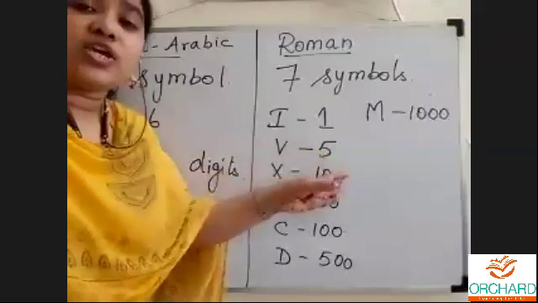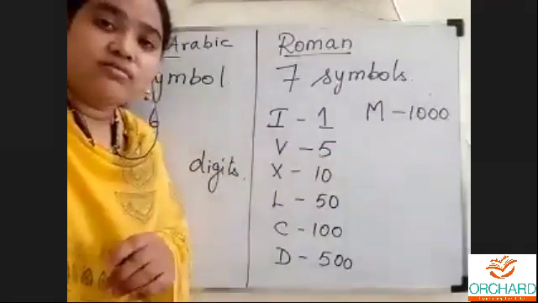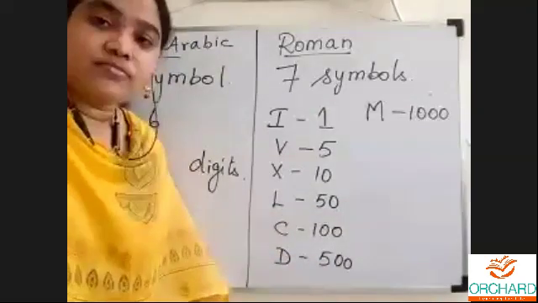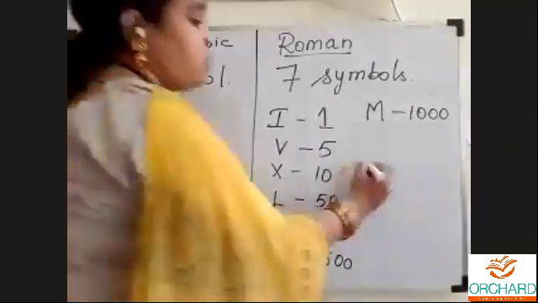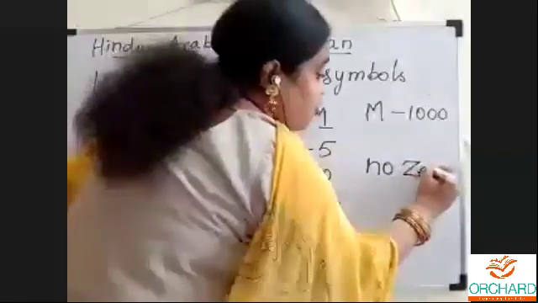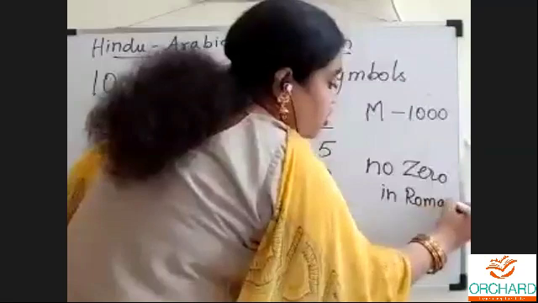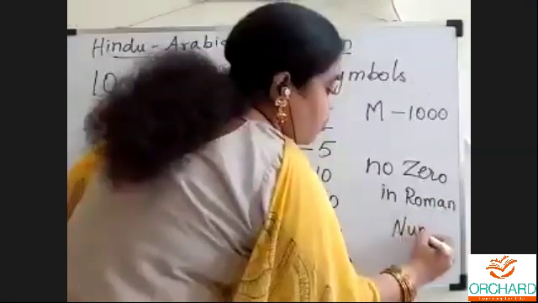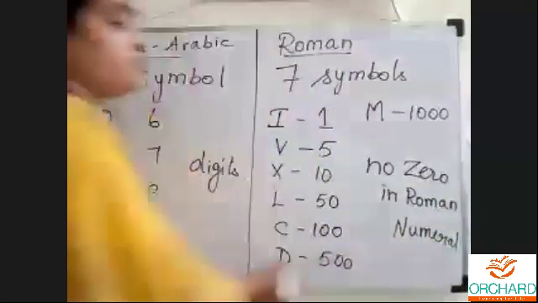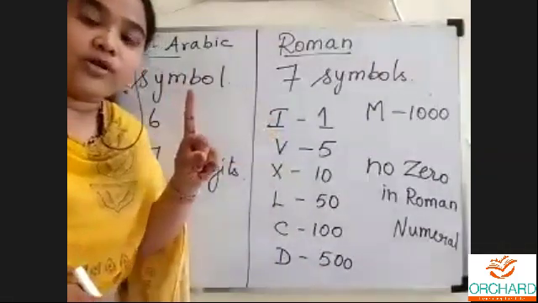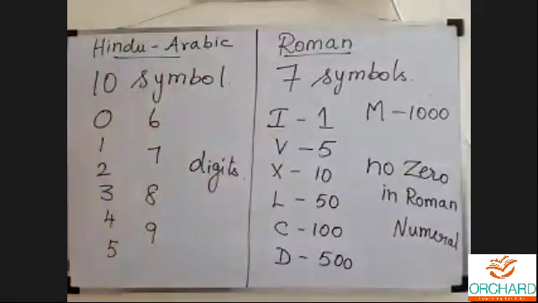So is 0 there in your Roman numeral? Can we use 0 in Roman numeral? No, very good. There is no 0 in Roman numeral. Always the Roman numeral starts from 1 only. Okay. Is it clear, children?